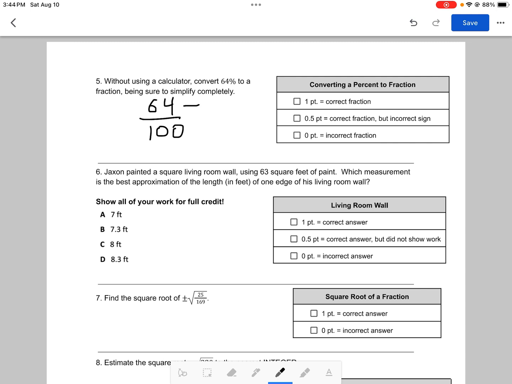Now, I need to find my greatest common factor between 100 and 64, and I happen to know that it is 4. So I'm going to divide 64 by 4, and when I do that, I end up getting 16. And I'm going to divide 100 by 4, and when I do that, I get 25. So my fraction in simplest form is 16 over 25.